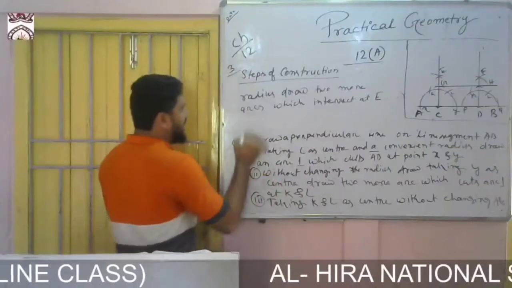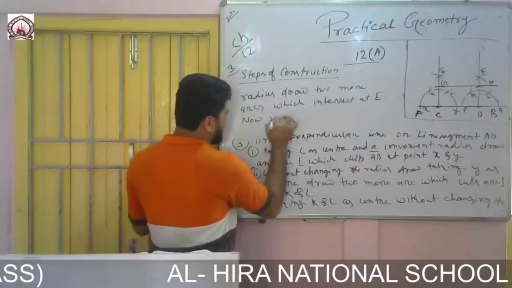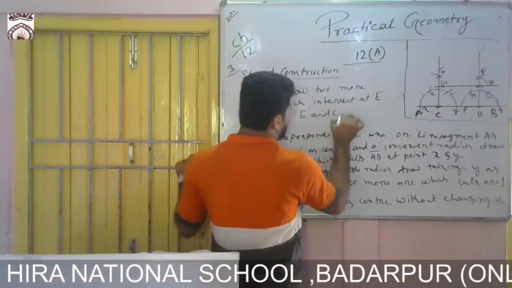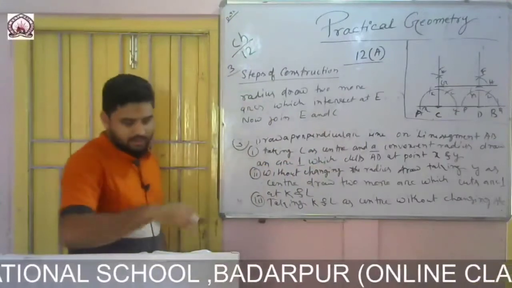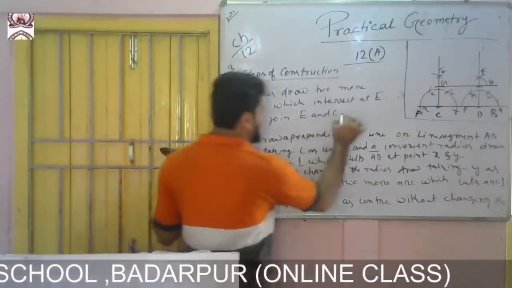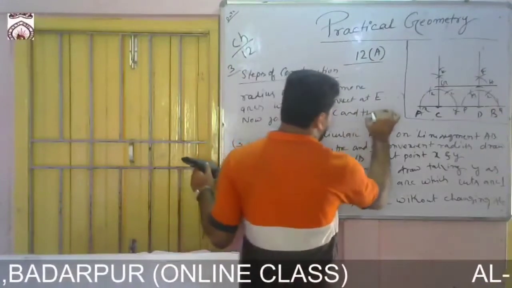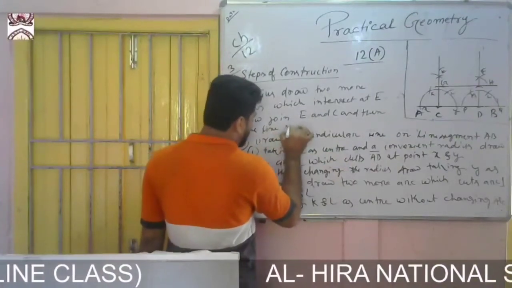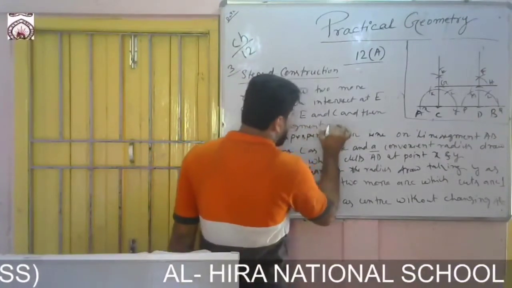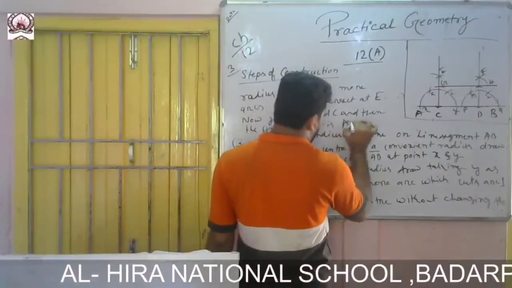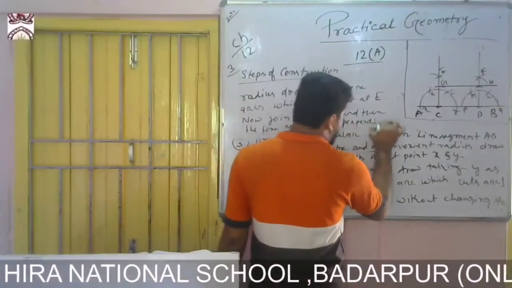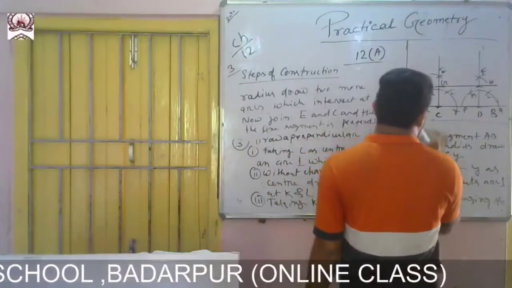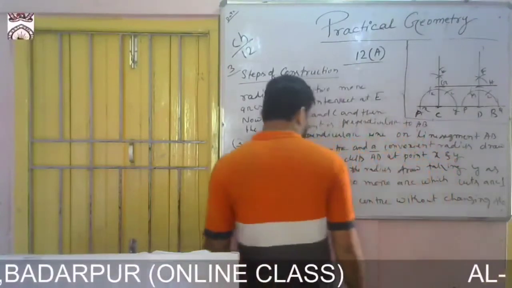Now join E and C, and then the line segment is perpendicular to AB.